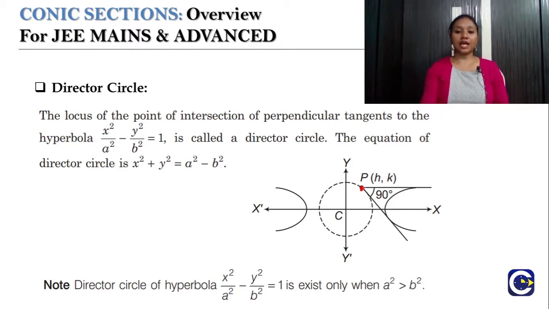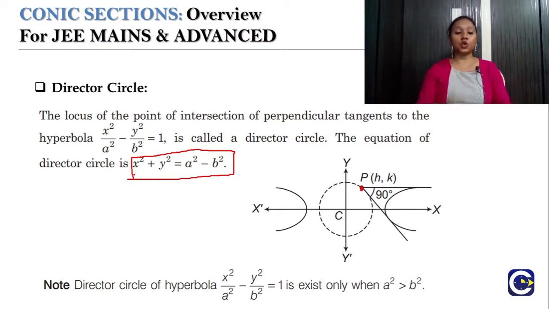If this angle is 90 degrees, then only the locus of this point is a circle, which is called the director circle, having the equation x square plus y square is equal to a square minus b square. So the equation of the director circle for hyperbola is given here, which is x square plus y square is equal to a square minus b square.